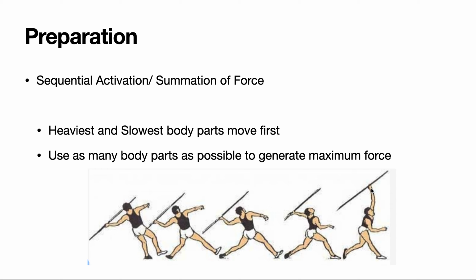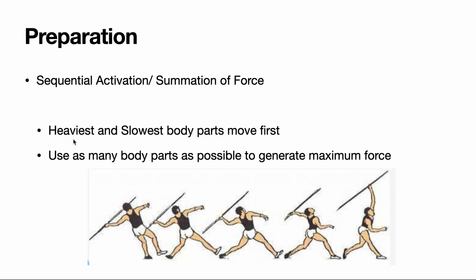When you release, you want maximum velocity and 45 degrees. But there are actually a lot of things that happen before that instant, right? During the preparation phase, you want to focus on sequential activation, or summation of force. So you can accumulate all the force from foot to body to your hand and then release the object you want to throw. And for sequential activation, there are two big principles.